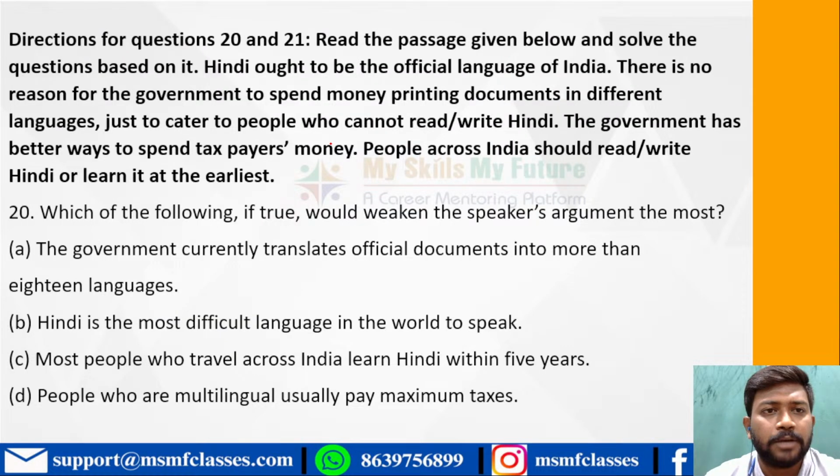Now question 20. The directions: read the passage given below and solve the questions based on it. What is the passage here? Hindi ought to be the official language of India. There is no reason for the government to spend money printing documents in different languages just to cater to people who cannot read or write Hindi. The government has better ways to spend taxpayers' money.